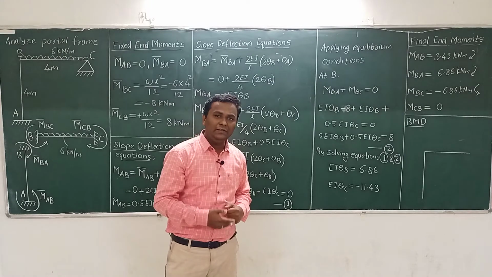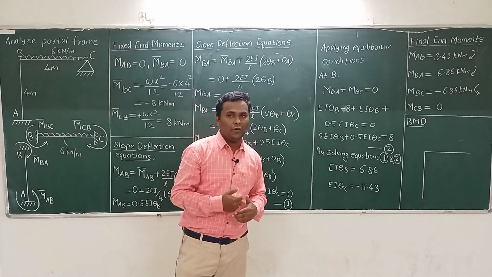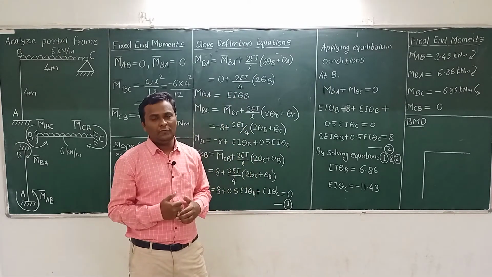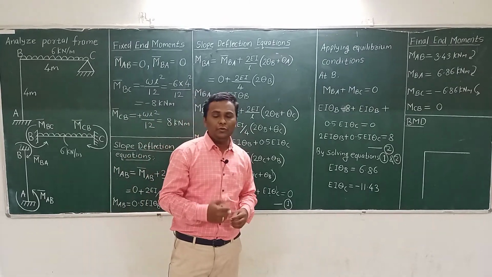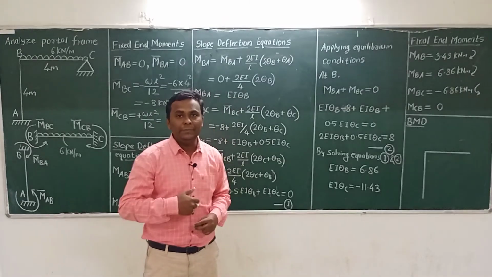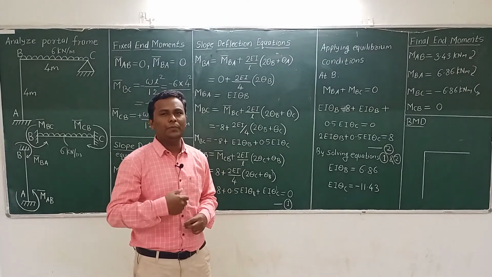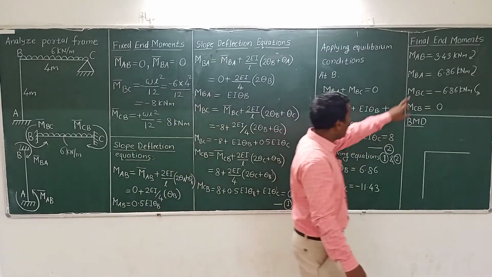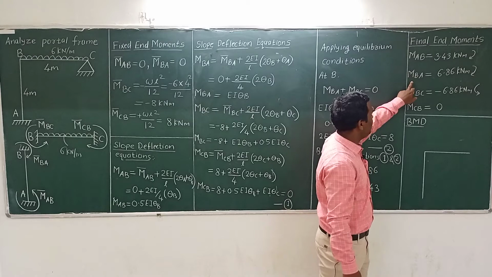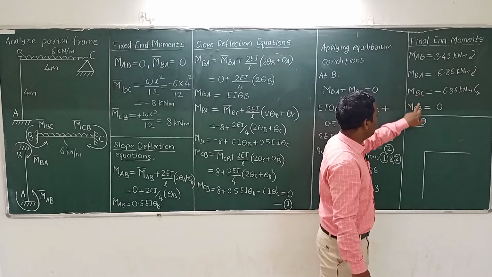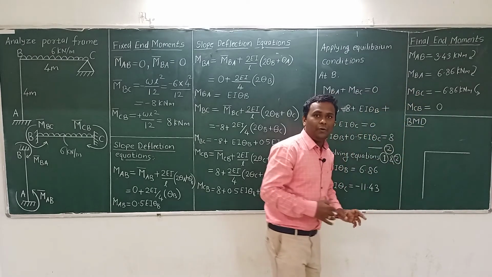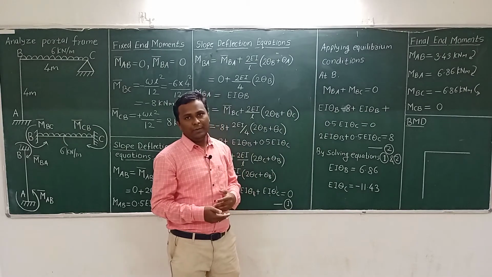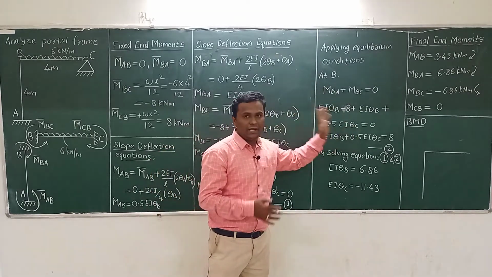Now after finding these end moments, finally we go for the bending moment diagram. Now for the bending moment diagram, we have to use the concept of superimposed bending moment diagram. Now what is a superimposed bending moment diagram? For that, let us see now. As we have these end moments, that is MAB, MBA, MBC and MCB, first of all we have to draw a bending moment diagram because of these end moments only.